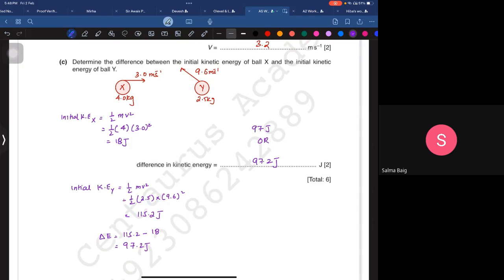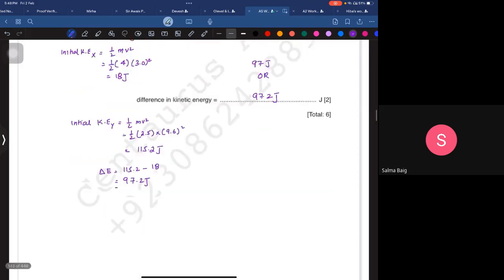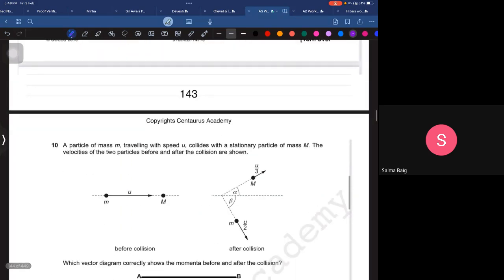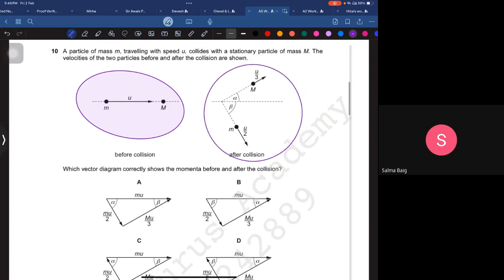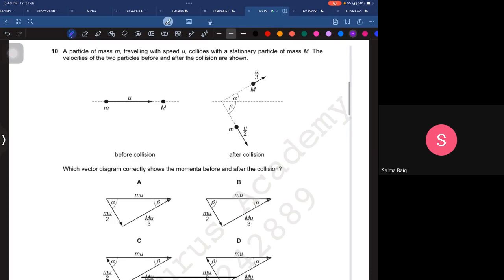Okay, so now that you guys have done this, we could try this question, and this is just a question of vectors. You have learned the vectors already. So basically, what they're saying is that initially two objects collided like this, and when they collided, they went in these two directions. So what would be the vector diagram? It's just like the head to tail rule, right?